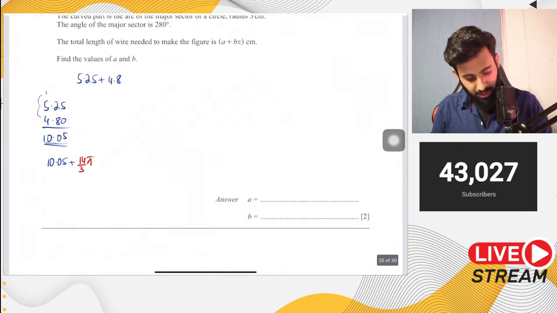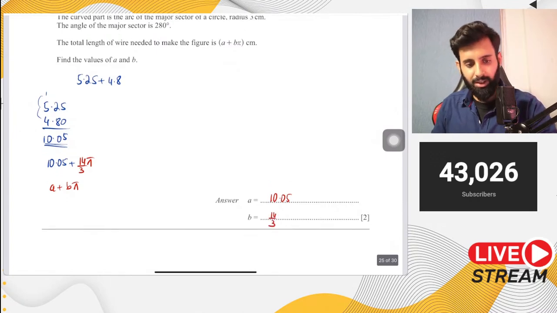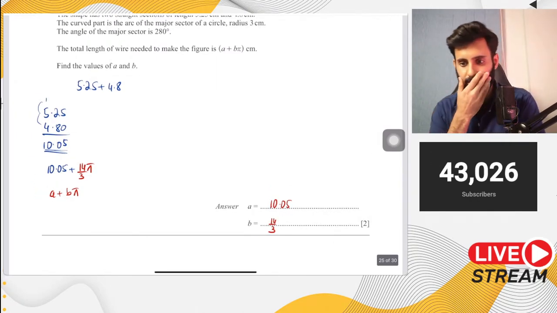Now according to the question, your answer should have been a plus b pi. So do we have the value of a? Yes, we do: 10.05. Do we have the value of b? Yes, we do: 14 upon 3. No need to write pi because b is the coefficient.